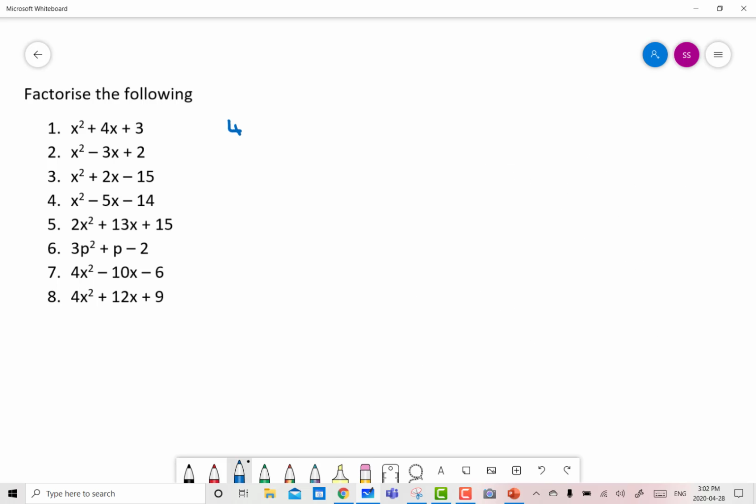So for number 4, we've got x squared minus 5x minus 14. Okay, so we need the factors of -14. So that's going to be 1 and 14 or 2 and 7. Now again, either one of these columns can be a negative. So the one that I'm going to pick on to give me -5 will be +2 and -7. That would give me -5.